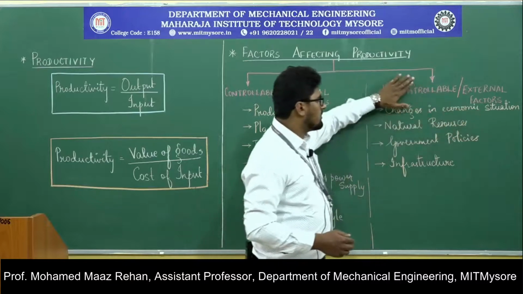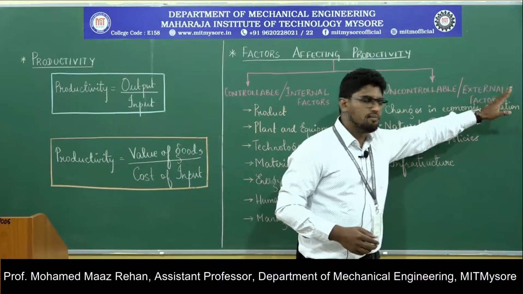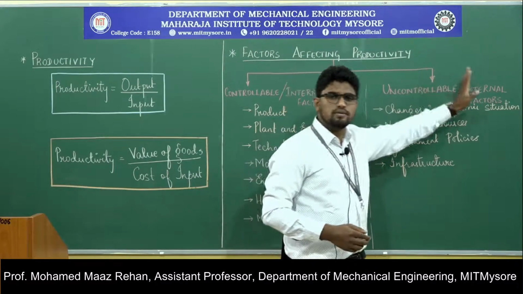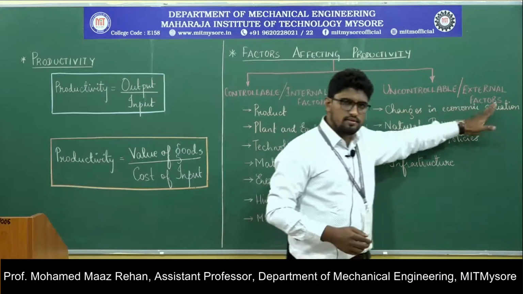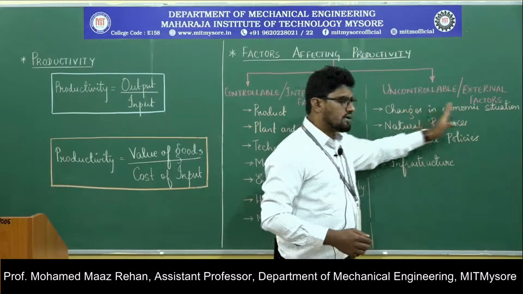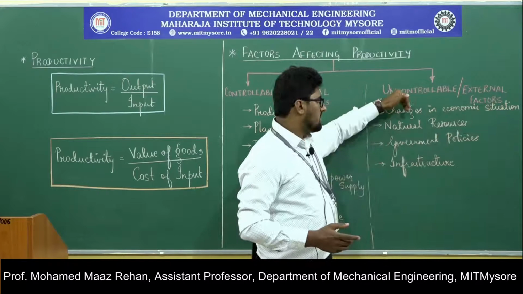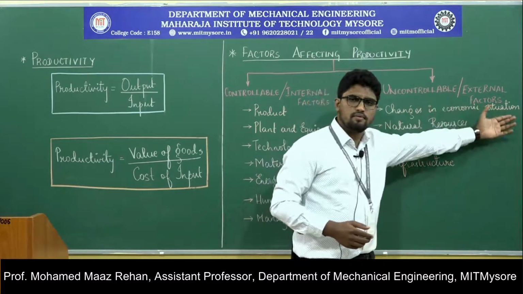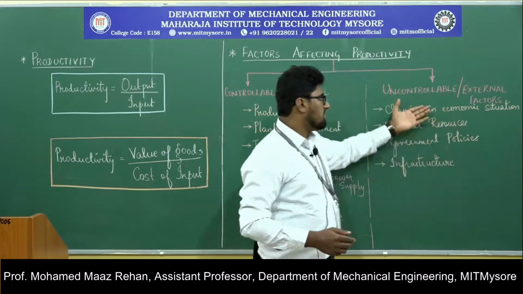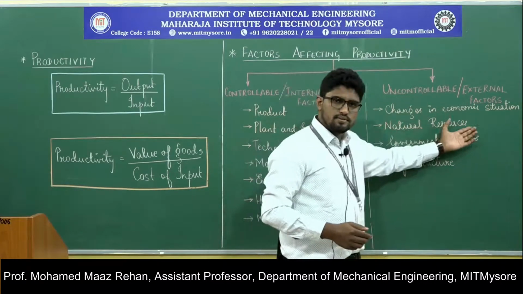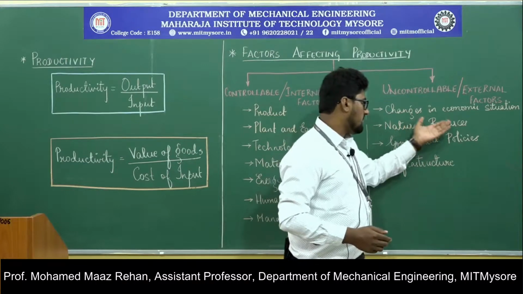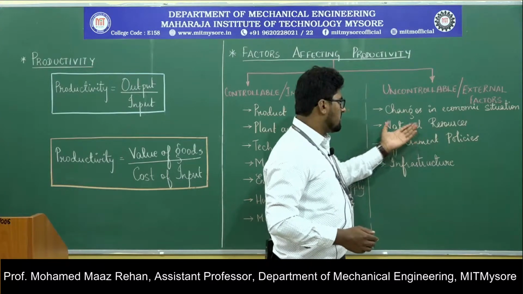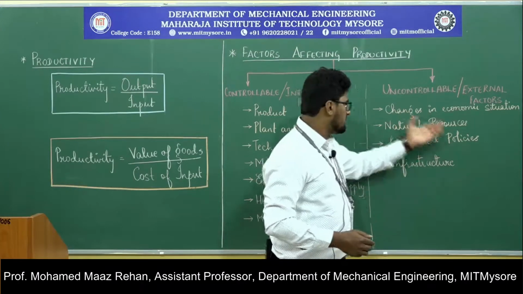I repeat, uncontrollable or external factors are those that are not controlled within the organization. These factors exist outside the organization. Economic changes: as I said, import of new technology or the value of the currencies changing with respect to foreign currency obviously affects productivity. One more is natural resources. If a country is rich in natural resources, land facility, water facility, power supply facility, that increases productivity.